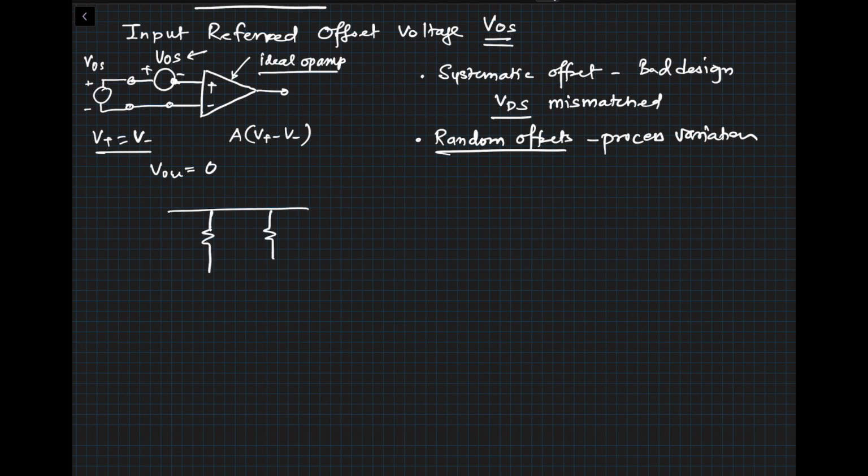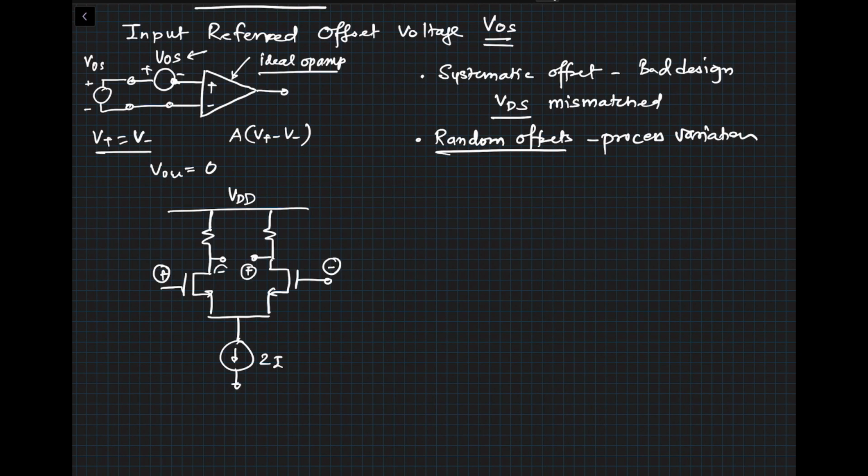Let's take a really simple diff pair example. This is the positive input, this is the negative input, and then this would be your positive output, and this is your negative output. So you're going to measure V out over here, let's say. Now R1, R2, M1, M2. What are the different things which could give rise to offset?